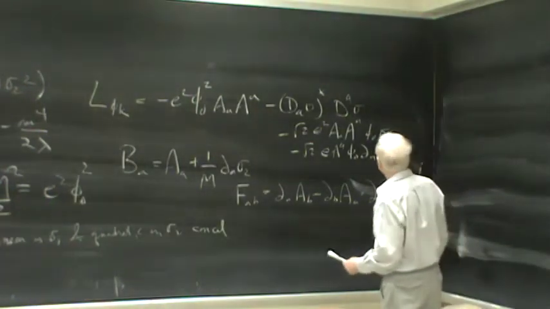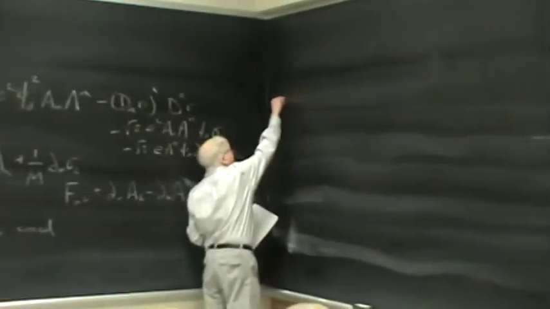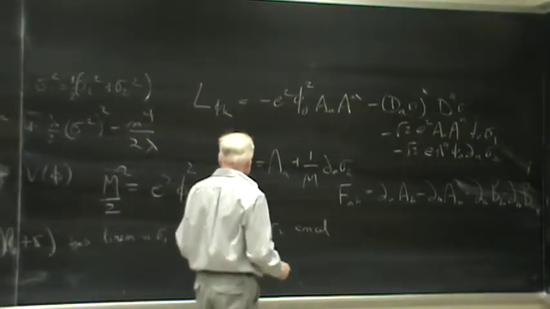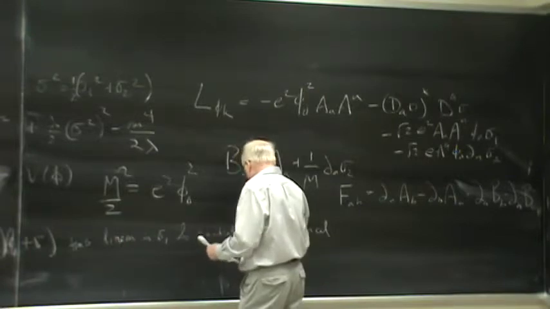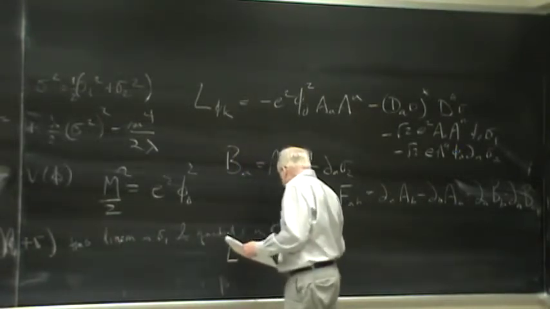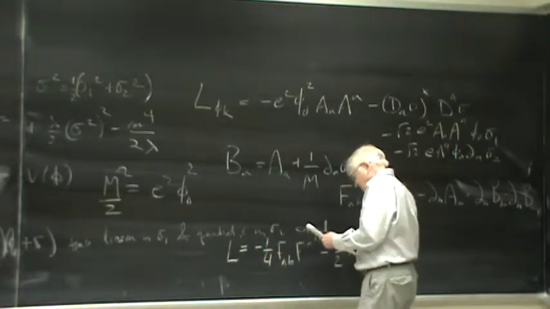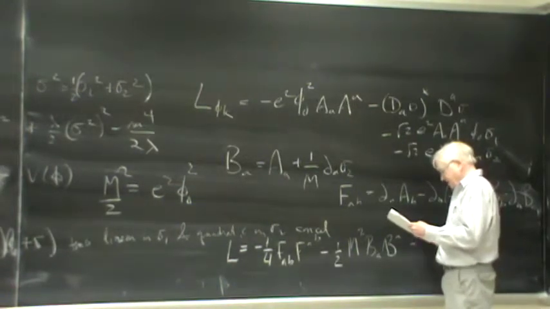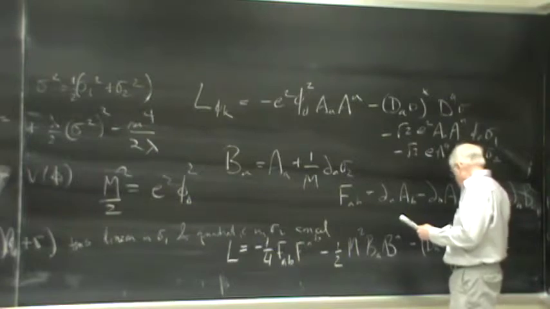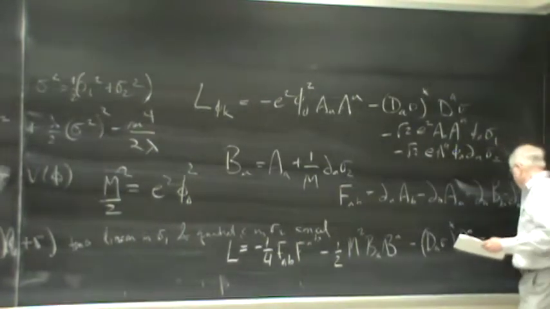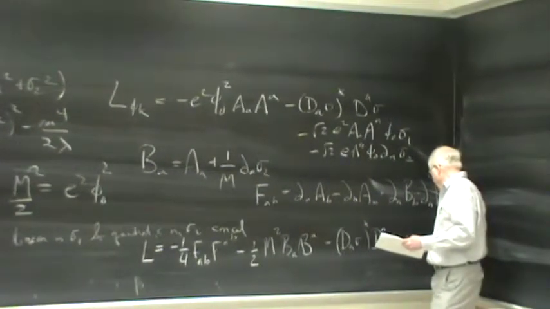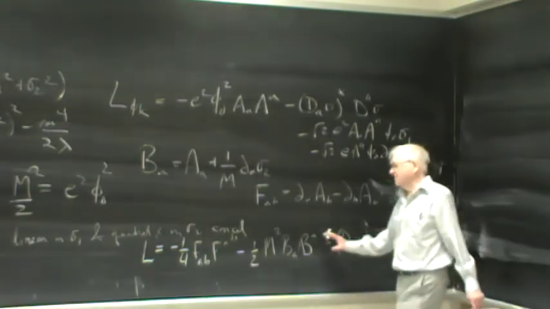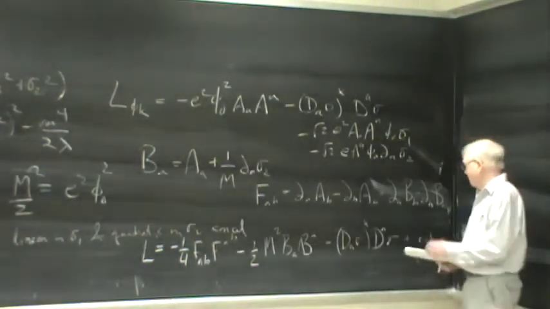Okay. So now in these terms, what's the action density? Yeah, in fact, I'm a little worried about running out of blackboard space. I think we're all right. Let me just write it this way. What we have then is minus a quarter FAB squared minus a half m squared BA BA minus DA sigma star DA sigma plus terms that are cubic and quartic. In other words, these are interactions. But these are the terms that tell you what the fields are. In other words, the quadratic part of the thing is that.